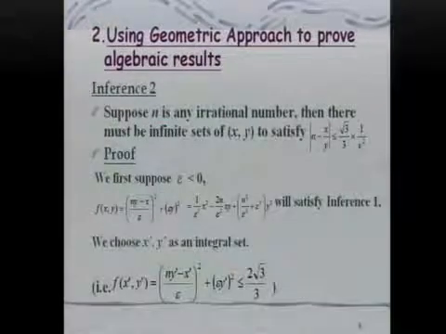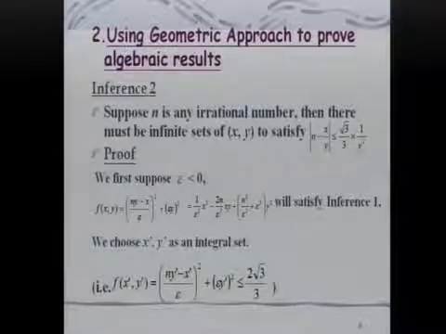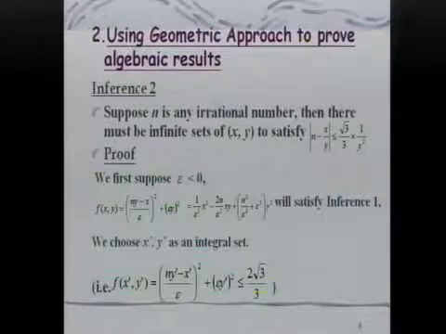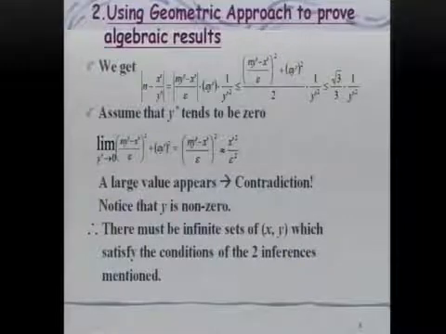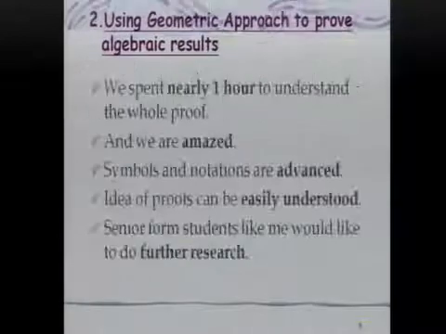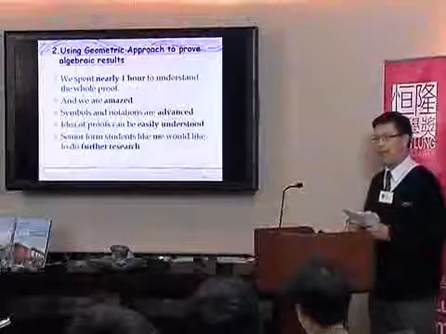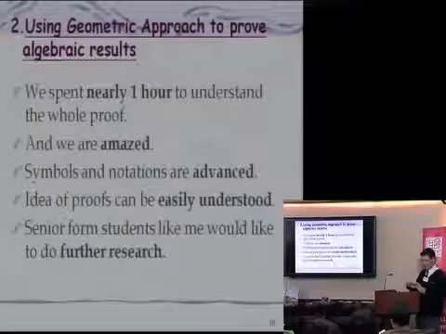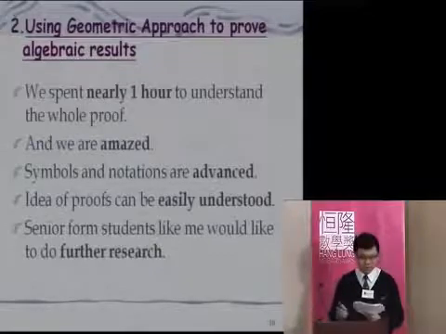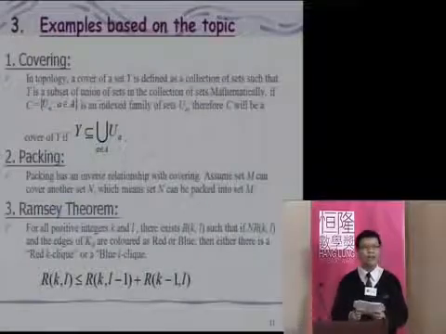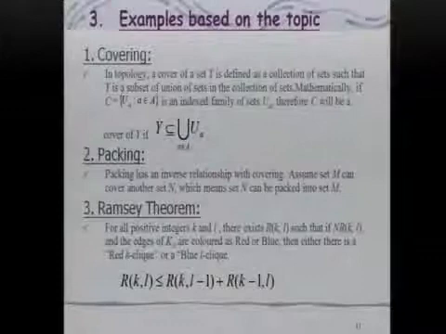And for inference 2, we should make use of the theorem and inference 1 to show that there must be infinite sets of (x,y) satisfying the conditions. For the approach of inference 2, the symbols and notations are quite challenging, in which we spent nearly 1 hour to understand the whole proof. However, I find it very interesting and would like to do research on it. I'm amazed that people can use a geometric approach to prove purely algebraic results. In the whole paper, I have mainly focused on 3 things: covering, packing, and Ramsey theorem.